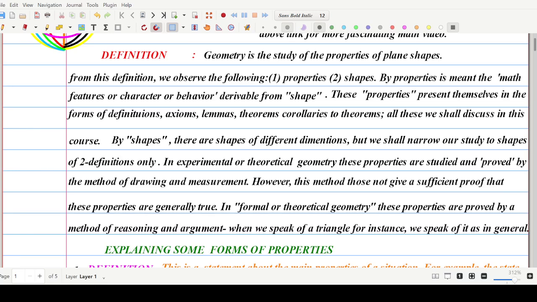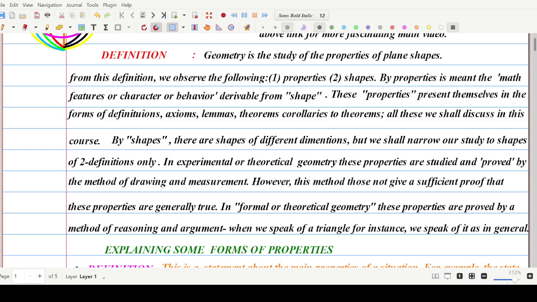Now, in formal or theoretical geometry, these properties are proved by a method of reasoning and arguments. So instead of using drawing and measurements, we don't do that any longer. Rather, we use a logical approach to establish that the properties are true in general, that is, when the shapes are considered infinitely many. You know, in geometry, we don't only deal with triangles. I only give triangle as an example. There are many other shapes whose properties we study, and the property can be related to angles, lengths, areas, volumes, and so on.